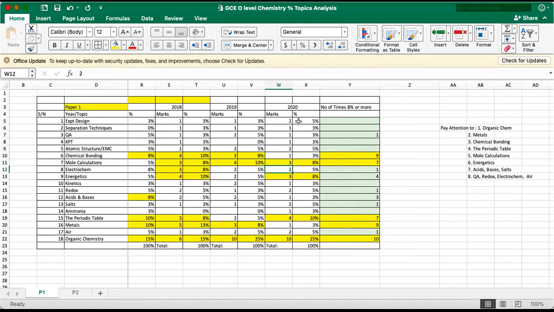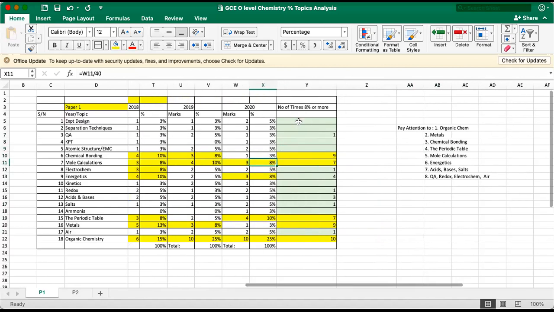The ones that you need to focus on are whatever I write here, in this order. So you study organic chem, but if this is not tested this year, which is the case, then you go on to metals, bonding, periodic table, mole, in this order.